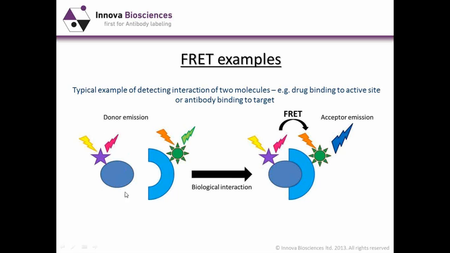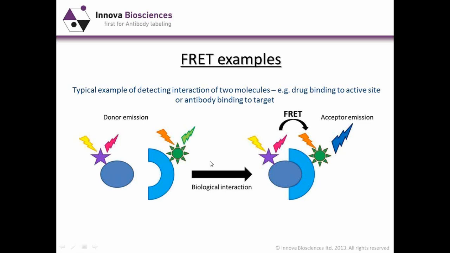On the left-hand side here, we have the drug, which is labeled as a donor, and here we have the protein molecule. In this set of conditions, the two are apart, and you will be seeing donor emission. So if you're activating within the absorption spectrum of the donor, you'll then be measuring emission of the donor and no emission from the acceptor.